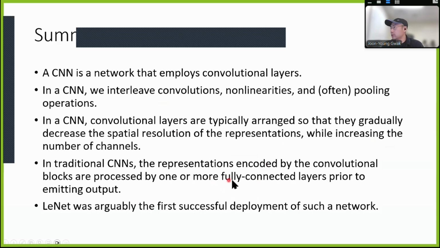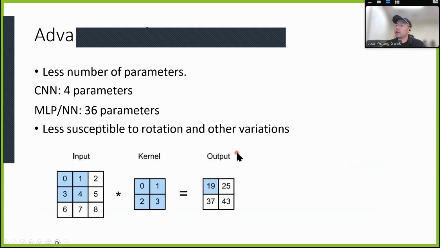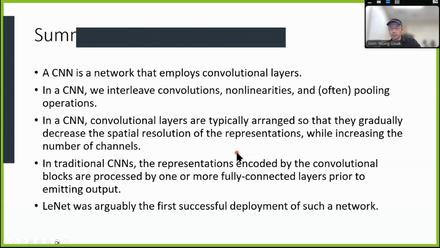As we just discussed, in the traditional CNN, after the convolutional blocks that produce the representation, one or two more MLP fully connected layers will be stacked at the end so that we can produce the output. And this one was the first model.